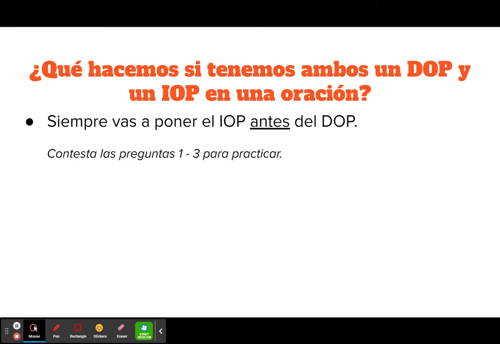So, first thing you need to know, ¿qué hacemos si tenemos ambos un DAP y un YAP en una oración? So what do we do if we have both a direct object pronoun and an indirect object pronoun in a sentence? So the rule you will always follow, siempre vas a poner el YAP, el IOP, so indirect object pronoun, antes del DAP, direct object pronoun. So the indirect object pronoun always comes first.